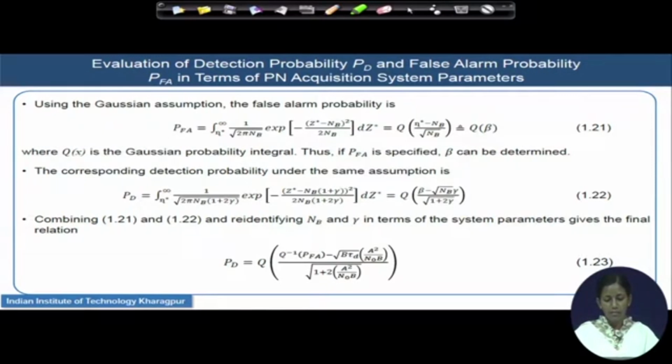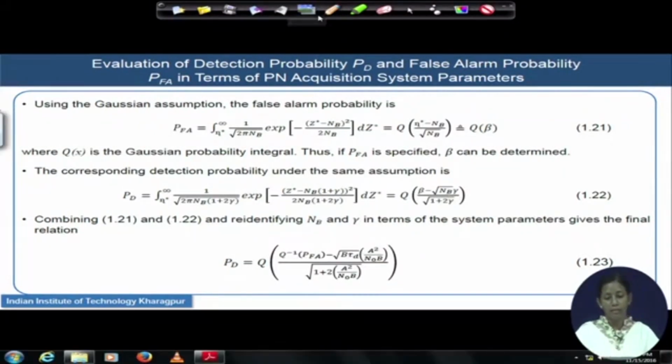And if I try to write the detection probability in terms of the false alarm probability, and I substitute all the parameters of this detection probability by the system parameters, for example, n b was equal to capital B into tau d, and gamma was equal to A square divided by N 0 into B, then finally we will end up with the fact that we were claiming at the beginning: the detection probability, given a false alarm probability, is a function of the dwell time.